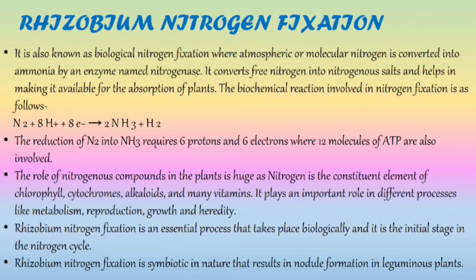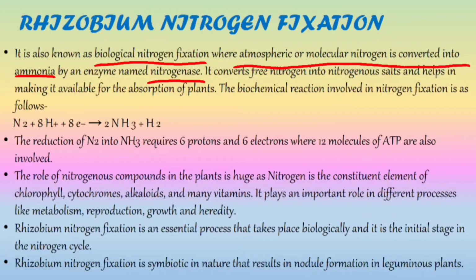Okay, now let's see how Rhizobium fixes nitrogen. This is also known as biological nitrogen fixation. Of course, its work is to fix nitrogen, so we call it biological nitrogen fixation, where it converts the atmospheric or molecular nitrogen into ammonia. This conversion is done with the help of an enzyme called nitrogenase. This converts free nitrogen into nitrogenous salts and helps in making it available for absorption by the plants.